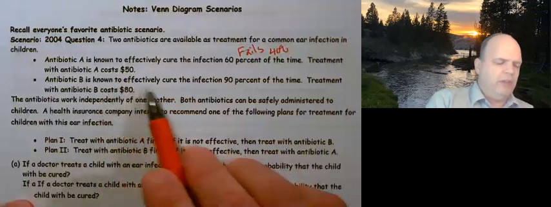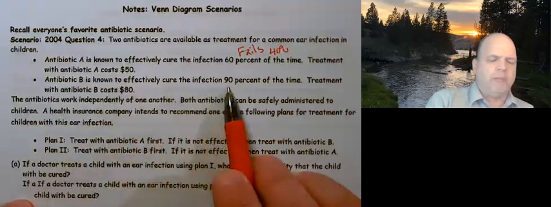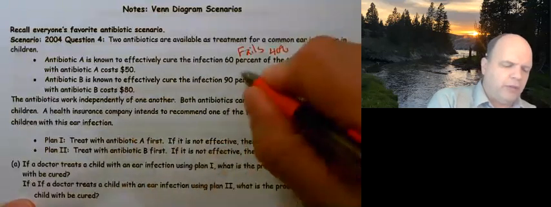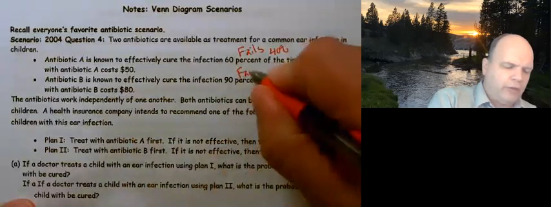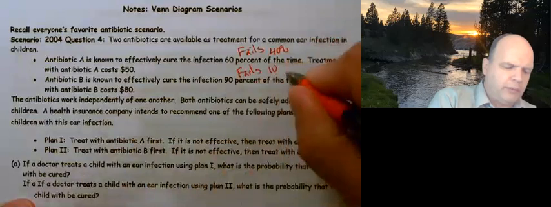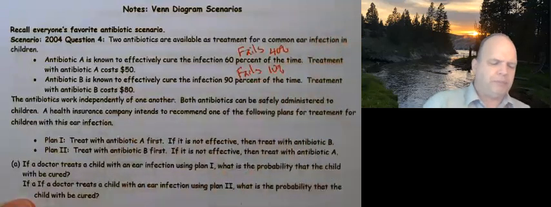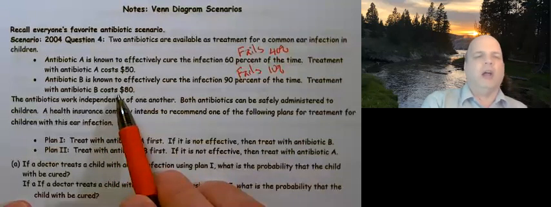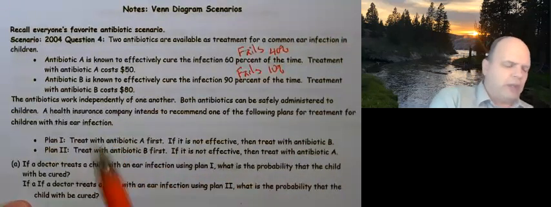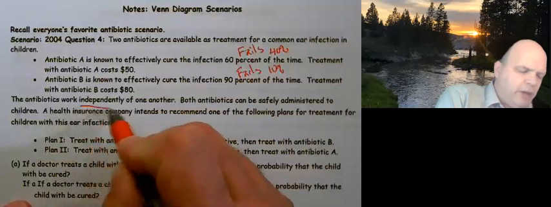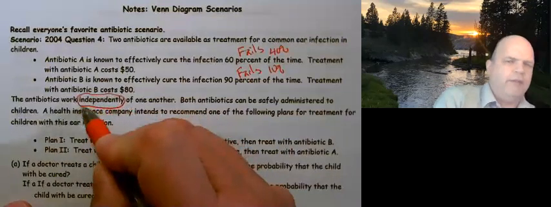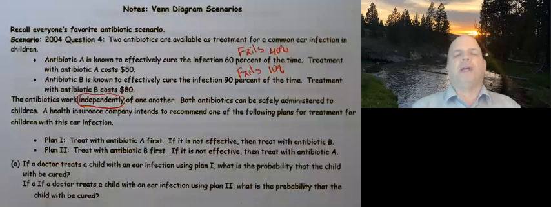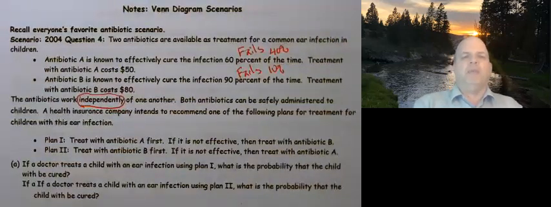Antibiotic B is known to effectively cure the infection 90% of the time, which means it has a 10% failure rate. So it fails 10% of the time. Treatment with antibiotic B costs more at $80. The antibiotics work independently. This is a very, very important word because remember, if events are independent, we can multiply them, and that might be very important to us later. Both antibiotics can be safely administered to children.